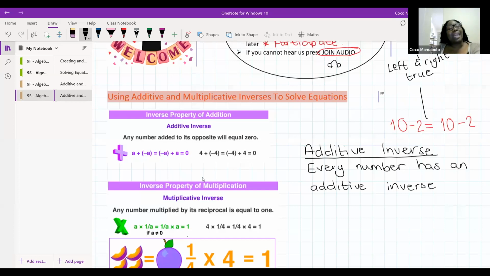So what that means is if I have a number 5 and I want to add or subtract something from 5 in order for my answer to be 0, what is that number going to be? What is that number going to be, guys? Indipile, what is that number going to be?